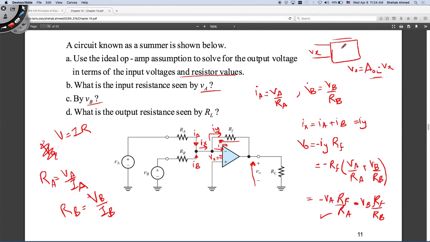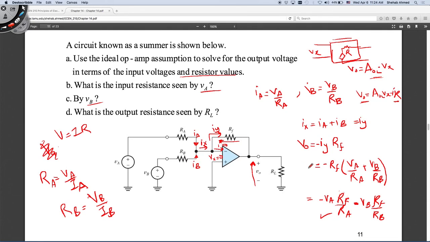But when we added an impedance in the path here, what was V output equal to? V output was equal to the AOL times Vx minus I times R, right? This R here, right? In this case, the output impedance was equal to R. It had a value.